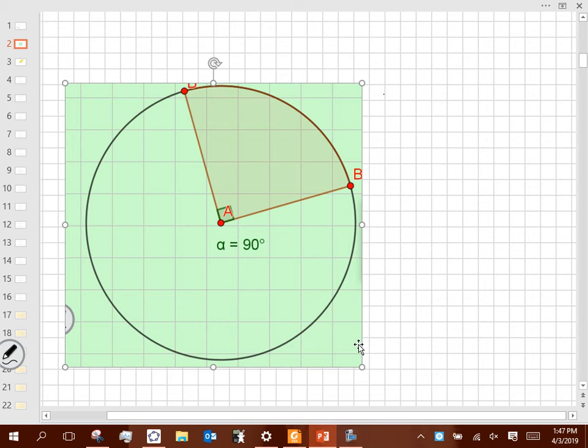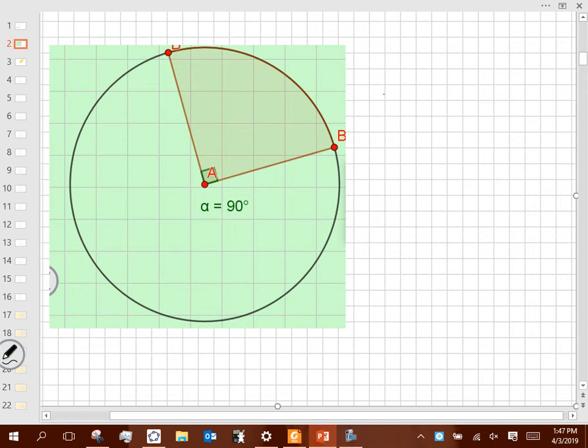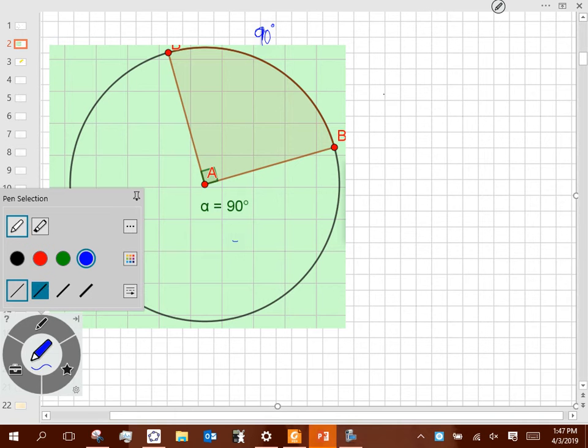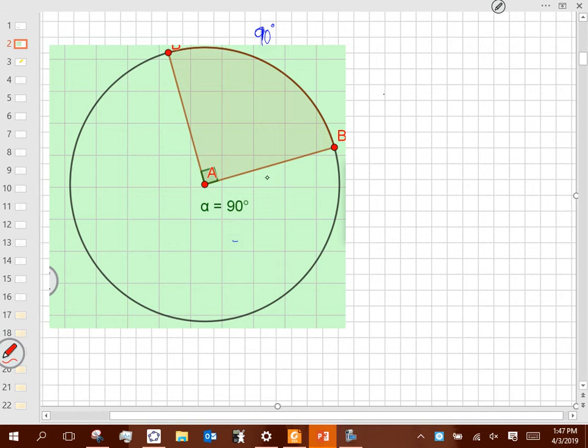All right, so looking at this one. Let's say we know that this angle is 90, so my arc is 90 up here. Let's say this is 6. I'm making that 6, right? If I want to find the area of that red segment, we're going to first find the area of the sector, right?